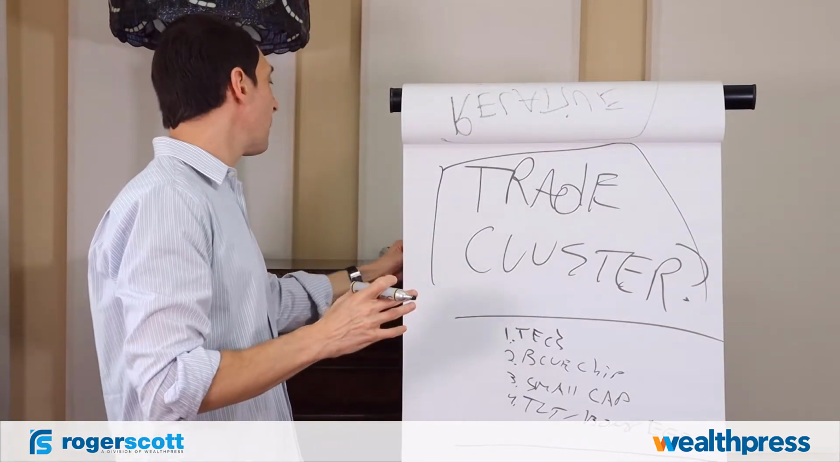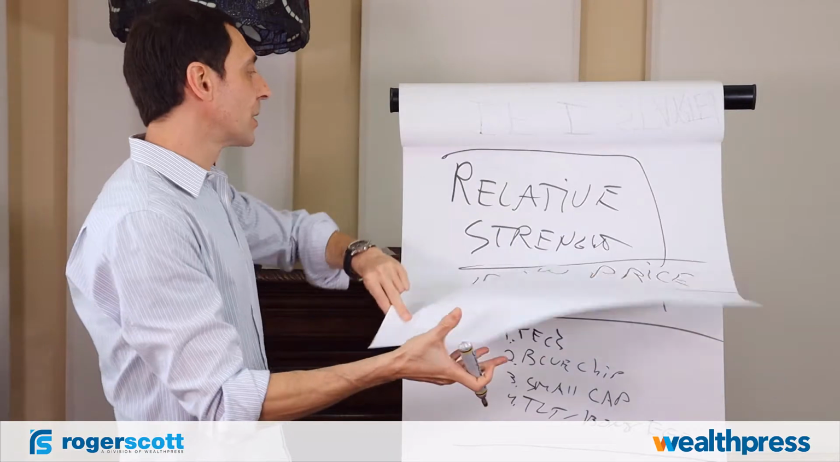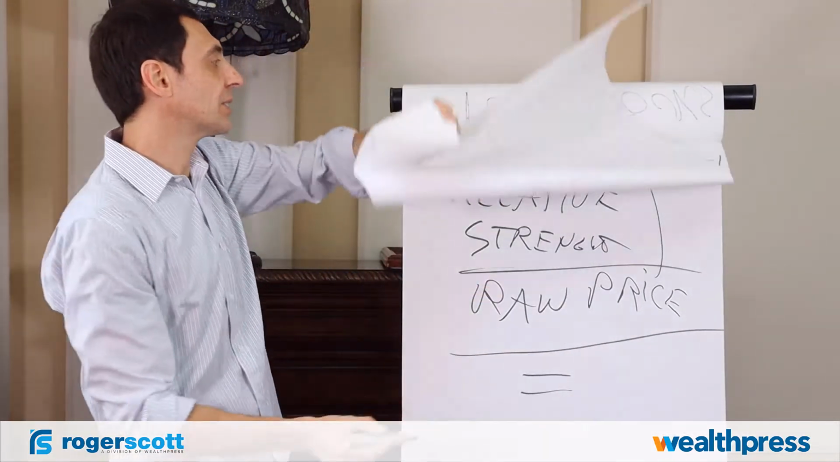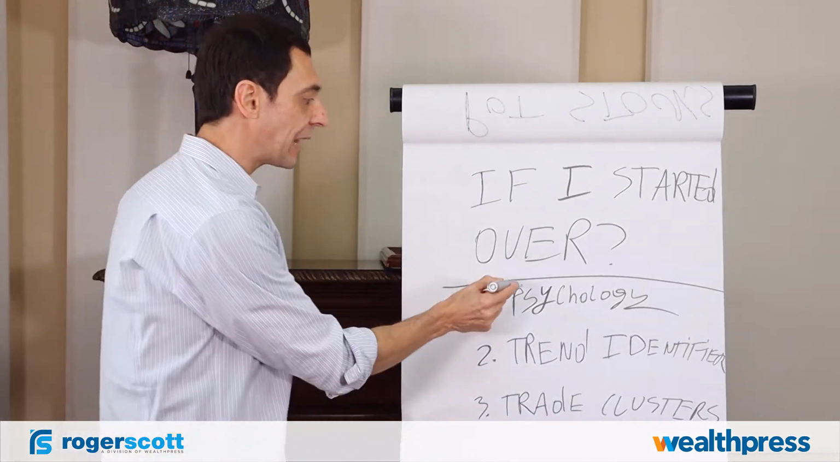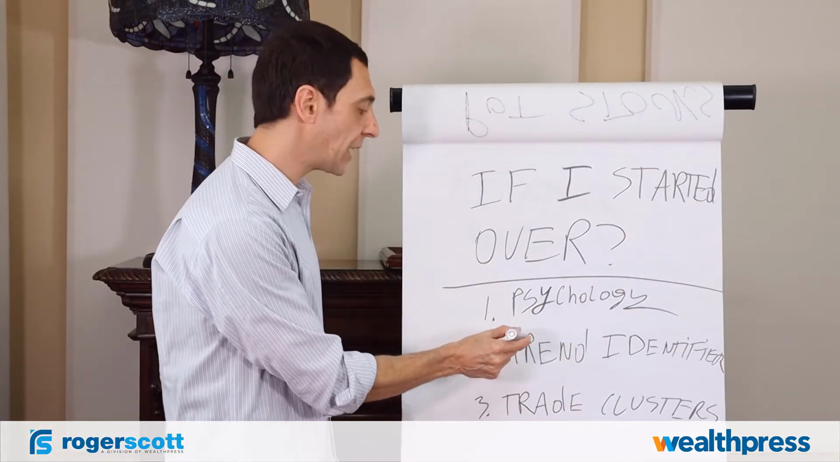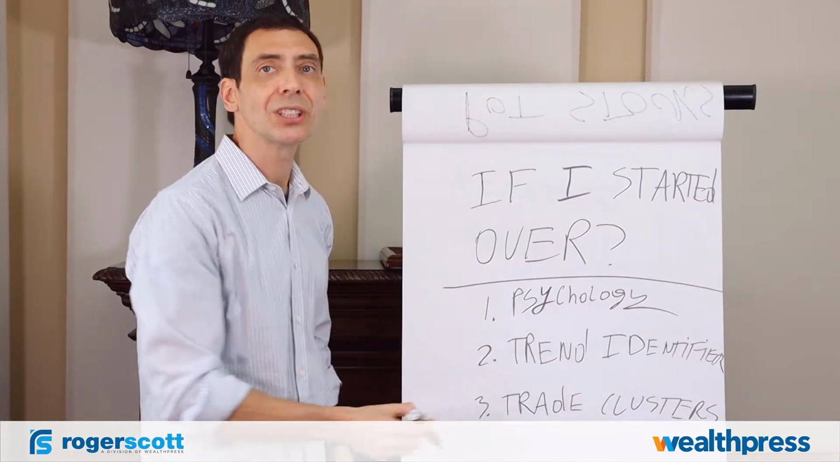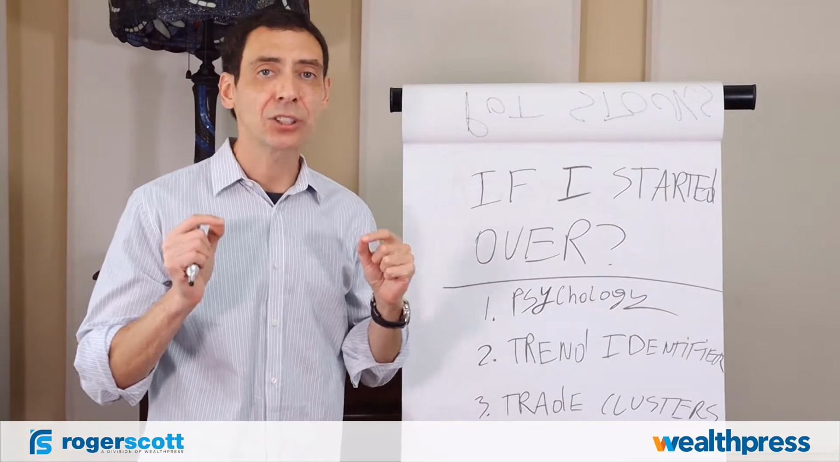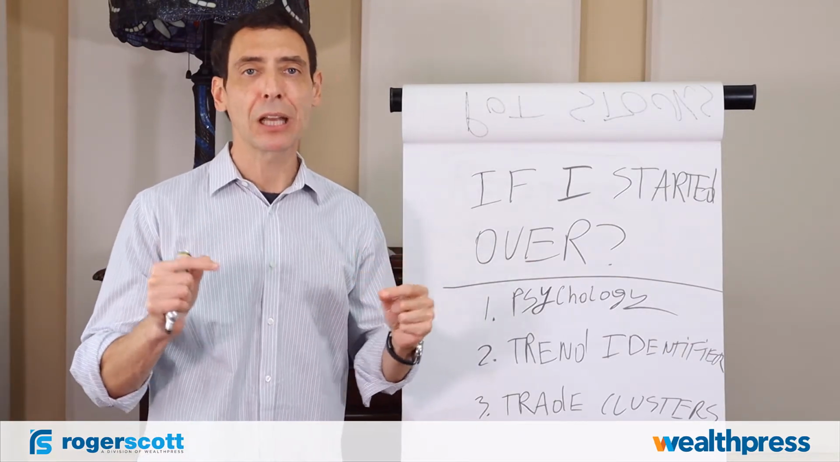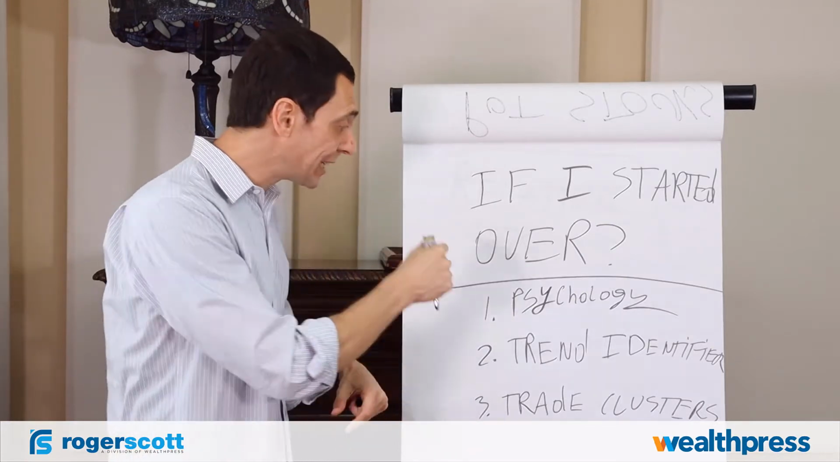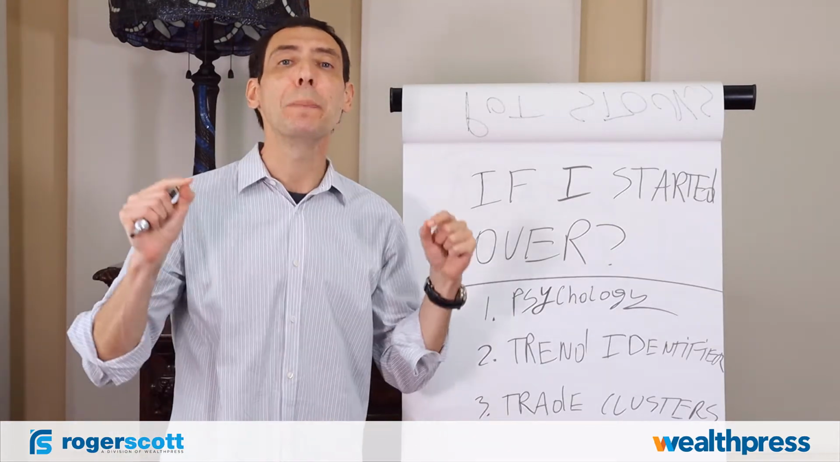And again, remember a couple of really big things. Relative strength, raw price, psychology, your expectations, your relative strength for trend identification, and trade clusters so you don't put all your eggs in one basket. And again, if I had to start all over, I wish somebody would come into my office and slap me as hard as they could in the face with this information, all right? It would be a game changer.